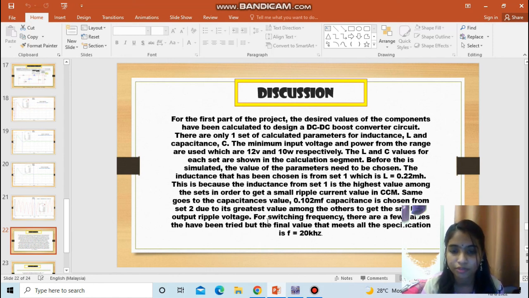This is to get the output ripple voltage. For switching frequency, a few values have been tried, but the final value that meets all the specifications is 20 kHz.